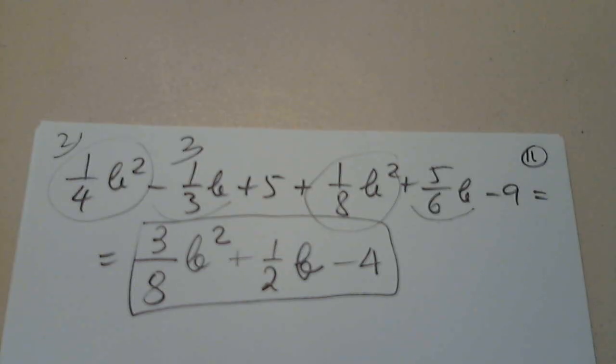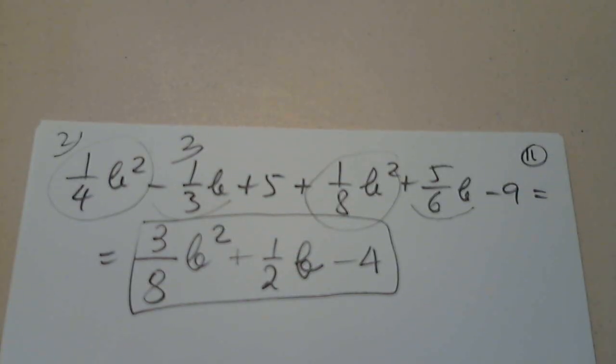So I combined like terms. I added or subtracted fractions. I presented in descending order. And this is it. Okay, moving on. Any questions on this? Evaluate the polynomial. Do we want to evaluate for any values of the variables, or not?